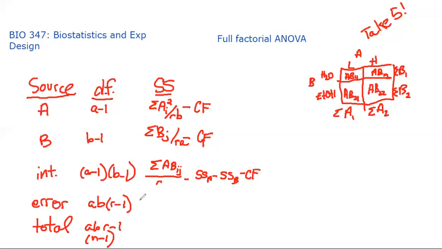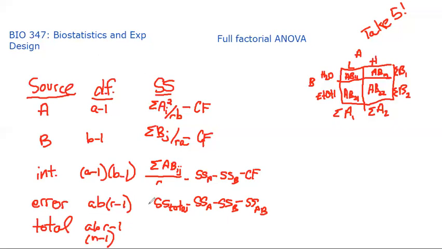The error is going to be the total minus all the others. So it's going to be minus the sum of squares A minus the sums of squares B minus sums of squares A, B, so this interaction term, but not the correction factor, okay? Because the correction factor is already within these.